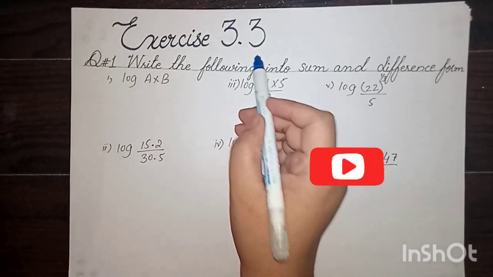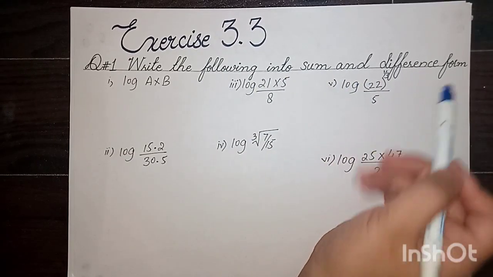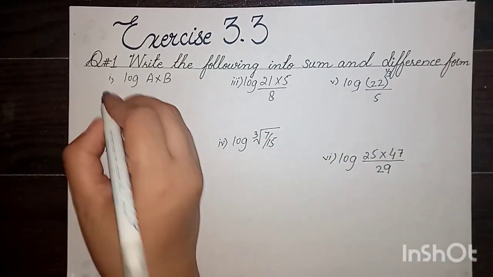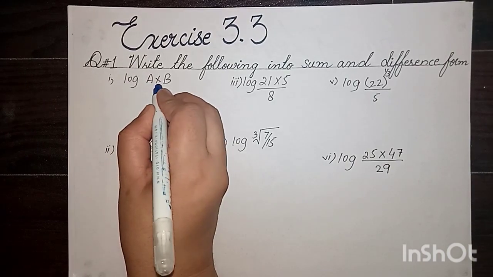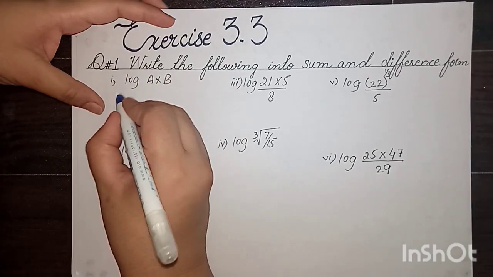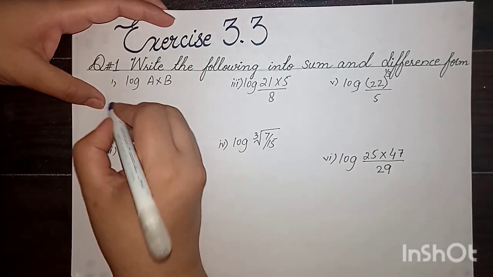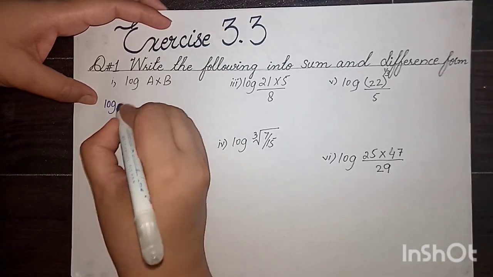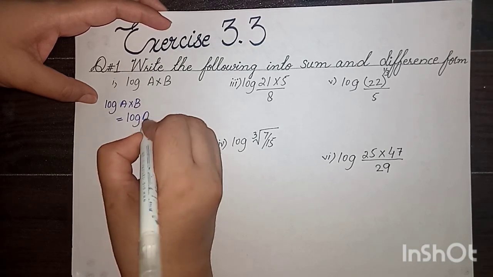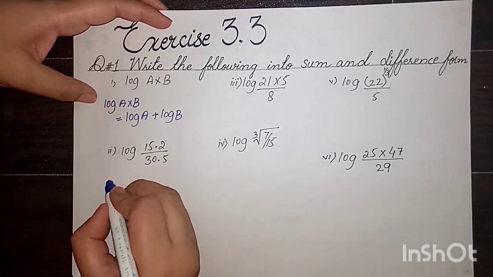So exercise 3.3, our first question is write the following into sum and difference form, means we will write these numbers into sum and minus form. Our first question is log of a times b. With the help of the first law of logarithm, there is a product in between two numbers, so we will convert it into plus. So we will write log of a multiplied by b is equal to log of a plus log of b.